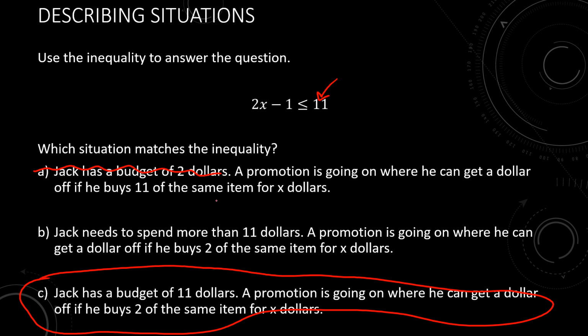And the reason why is because in B it says that Jack needs to spend more than $11. If he needed to spend more than $11, our equation would look like this, right? X needs to be more than 11. And it's not. It's facing the other way.